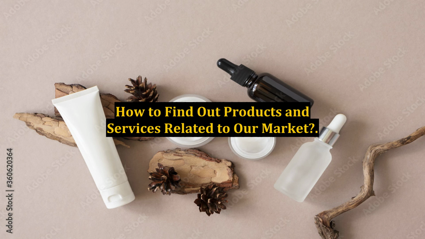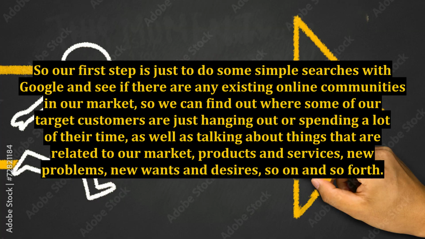How to find out products and services related to our market. So our first step is just to do some simple searches with Google and see if there are any existing online communities in our market, so we can find out where some of our target customers are just hanging out or spending a lot of their time, as well as talking about things that are related to our market, products and services, new problems, new wants and desires, and so on and so forth.